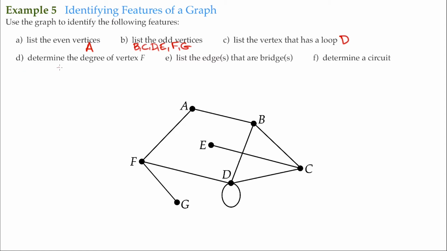D says determine the degree of vertex F. The degree is the number of edges that emanate from it. So this one has 1, 2, 3. So F has degree 3.